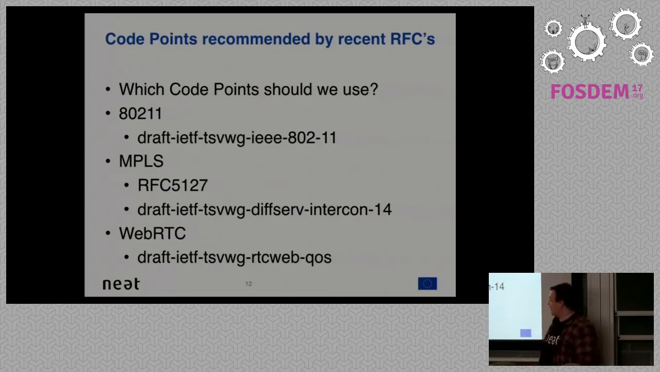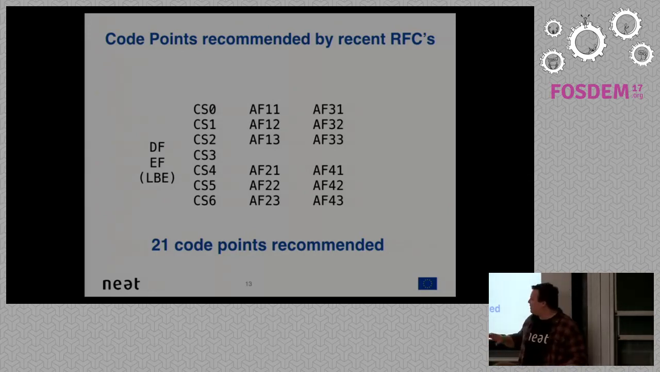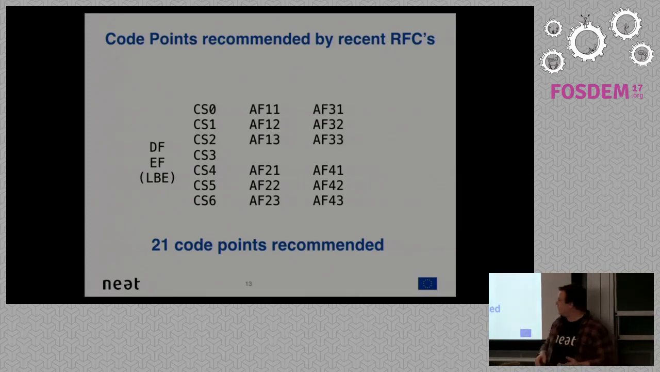But so I went and read all of these. I generated this list of 21 points. If you count really quickly, you'll see there's more than 21 things here. And I've split these out into classes. On the left, we have our best effort default class. We have EF, nice, fast, low latency stuff. And in brackets, we have LBE. This is an effort we're trying to do right now so we can have scavenger background traffic. We're not sure from the measurements we've done if this is going to be feasible. But if it is, it is really cool.